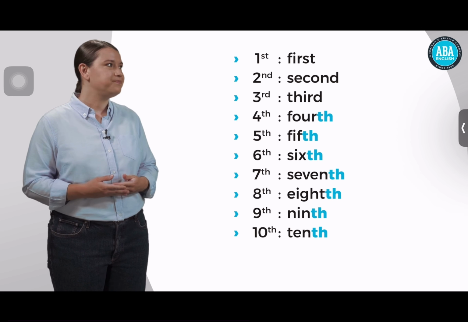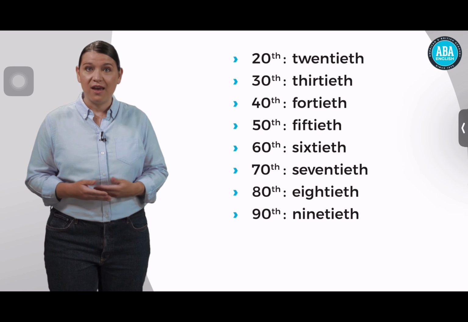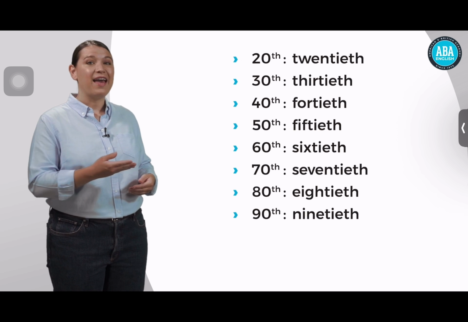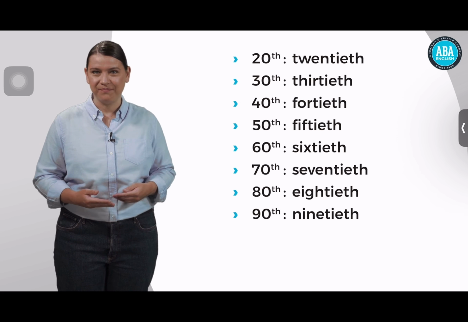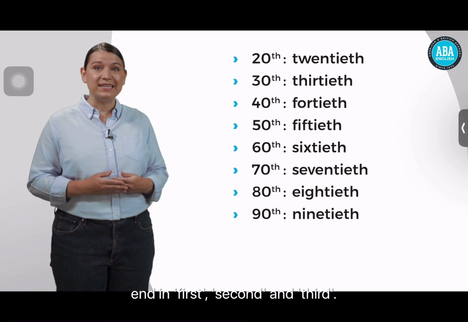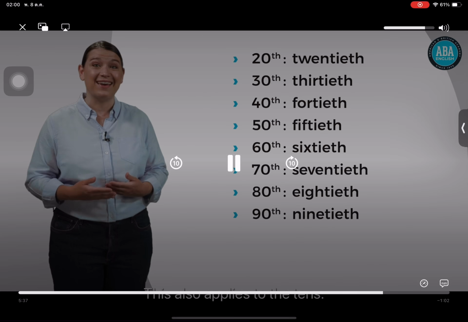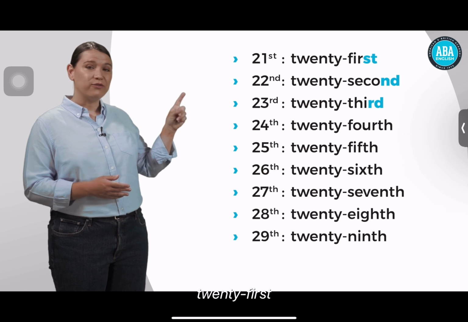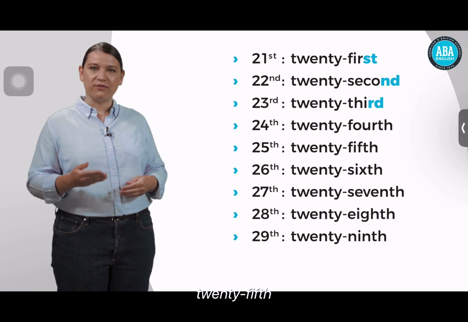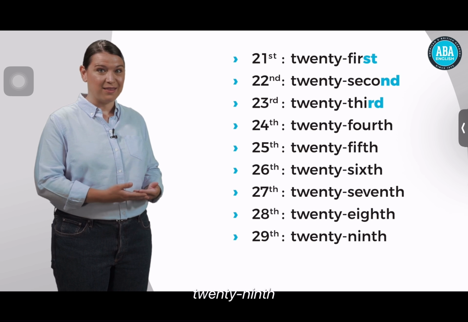Let's see the tens. 20th, 30th, 40th, 50th, 60th, 70th, 80th, 90th. Remember, all numbers ending in 1, 2, and 3 end in first, second, and third. This also applies to the tens. Look, 21st, 22nd, 23rd, 24th, 25th, 26th, 27th, 28th, 29th.